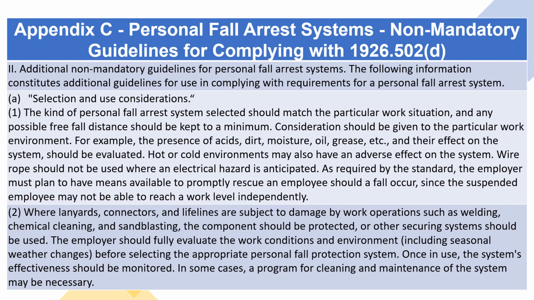2. Where lanyards, connectors, and lifelines are subject to damage by work operations such as welding, chemical cleaning, and sandblasting, the component should be protected, or other securing systems should be used. The employer should fully evaluate the work conditions and environment, including seasonal weather changes, before selecting the appropriate personal fall protection system. Once in use, the system's effectiveness should be monitored. In some cases, a program for cleaning and maintenance of the system may be necessary.